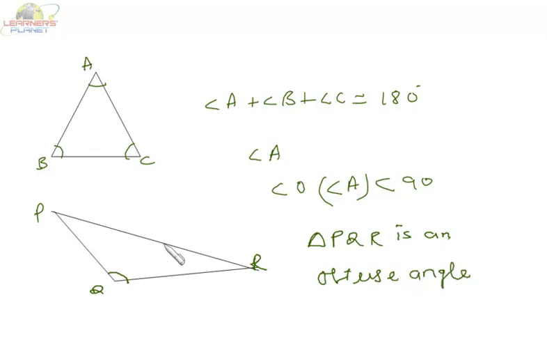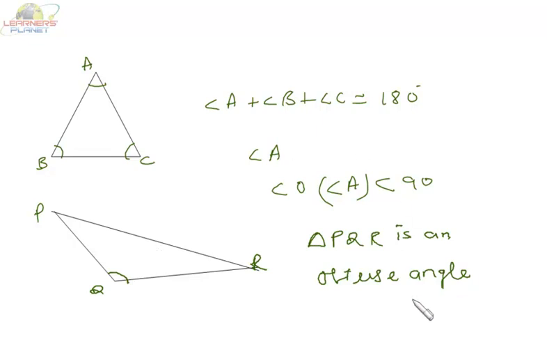And since the sum of all three angles is restricted to 180, more than one angle cannot be obtuse. Okay, so a maximum of one angle can be obtuse in an obtuse angle triangle. Now, if one angle is of 90 degrees, then we can call it a right angle triangle.